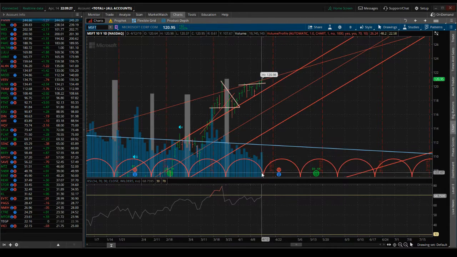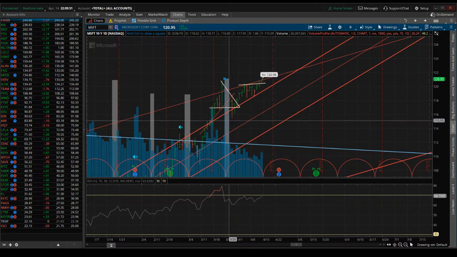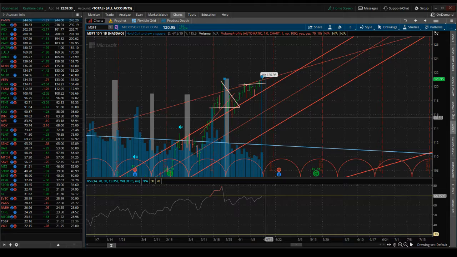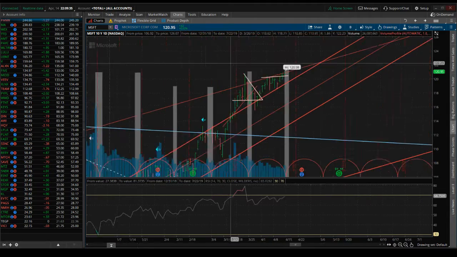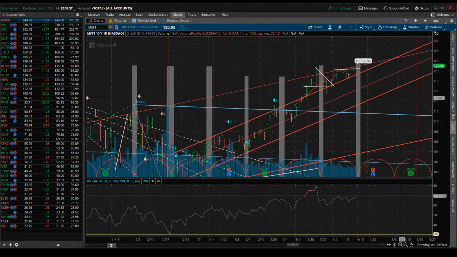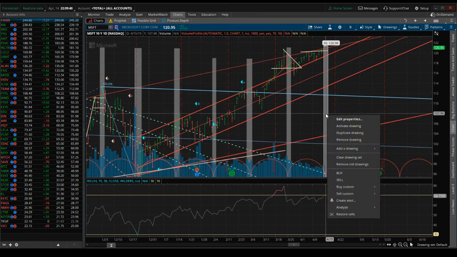So you can see I have these cycle brackets on this. I'm going to duplicate that and push this over just so you can see. These cycle brackets have shown where there have been some pivots in the past. So I'm going to do one more.